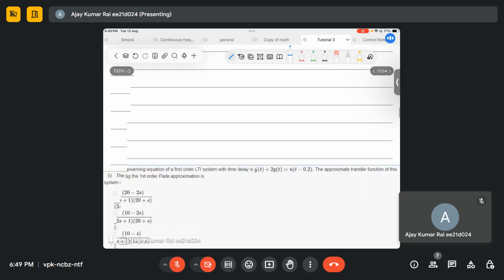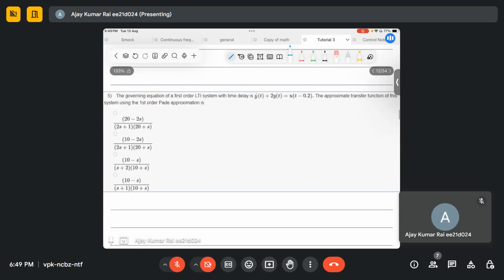Okay, so going to the next question. The governing equation of a first order LTI system with time delay is given. The approximate transfer function of this system using first order Pade approximation is.